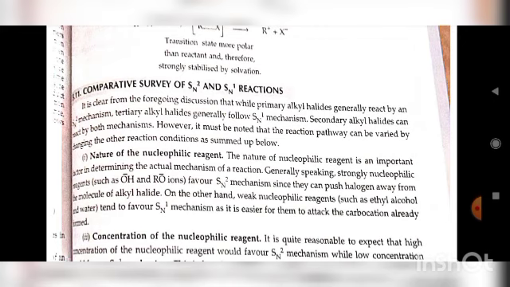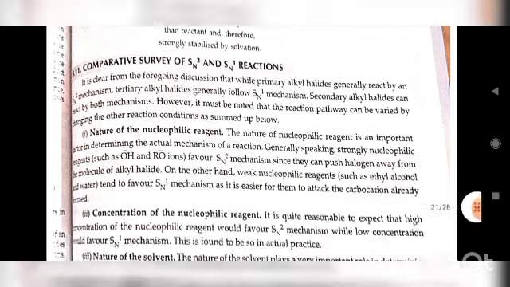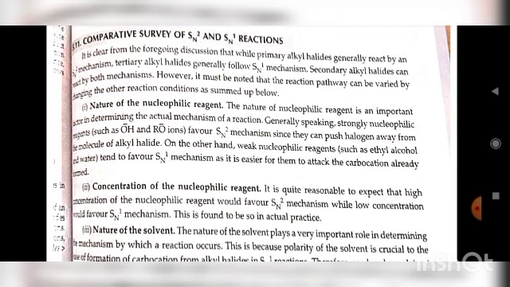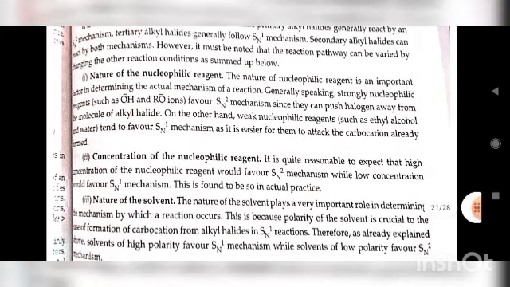The nature of the nucleophilic reagent is an important factor in determining the actual mechanism of a reaction. Generally speaking, strongly nucleophilic reagents such as OH negative and iodide negative ions favor the SN2 mechanism, since they can push halogens away from the molecules of alkyl halides. On the other hand, weak nucleophilic reagents such as ethyl alcohol and water tend to favor the SN1 mechanism, as it is easier for them to attack the carbocation already formed.